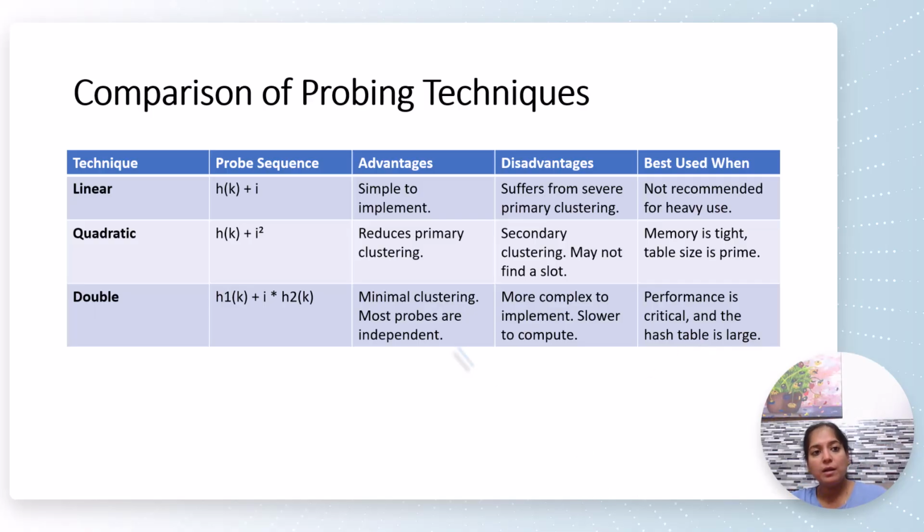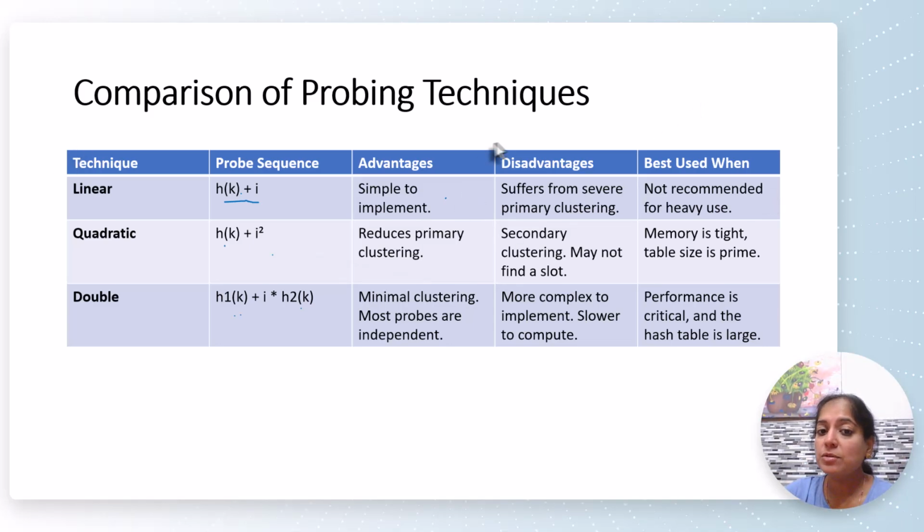So if we compare the probing techniques, which are linear probing, quadratic probing and double hashing, the probe sequence in the linear one is calculated by hk plus i, which is the hash function for key plus i, hk plus i square for the quadratic, and in the double hashing mechanism, we use the two hash functions h1k and h2k. So it becomes h1k plus i times h2k. Linear is simple to implement, but it suffers from primary clustering. So we generally do not recommend it when we need to insert a number of values.